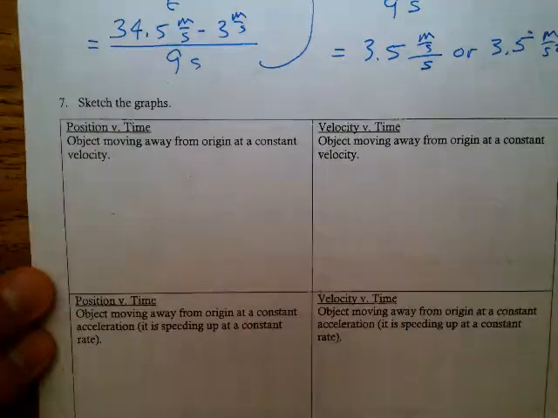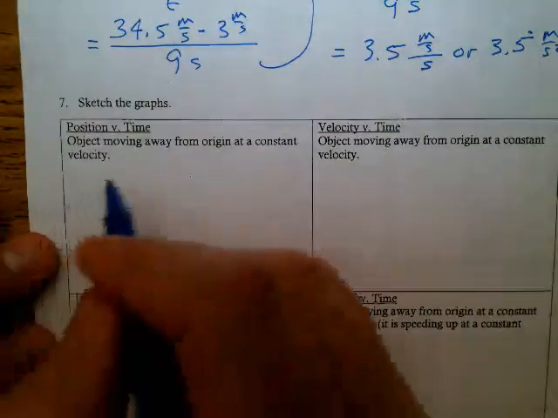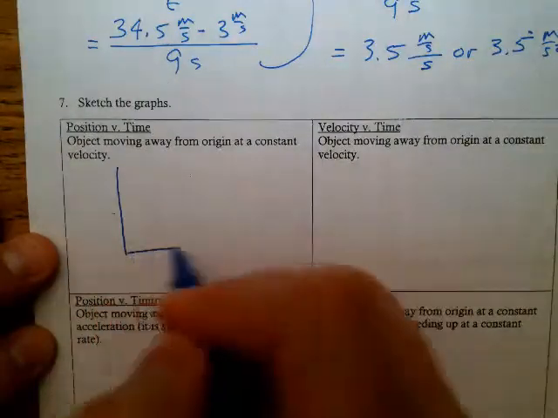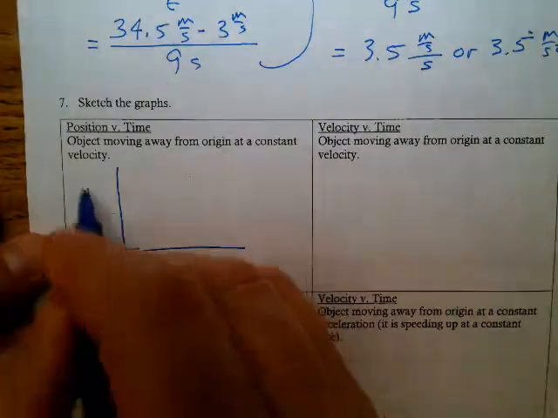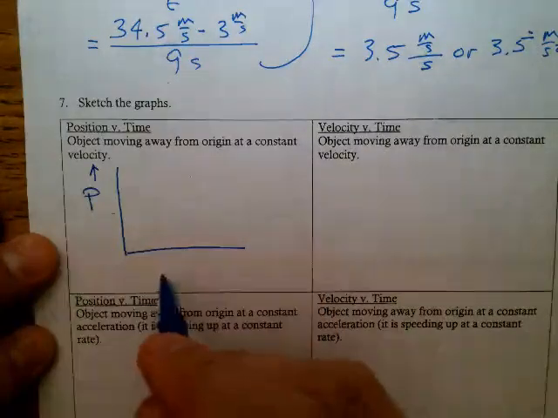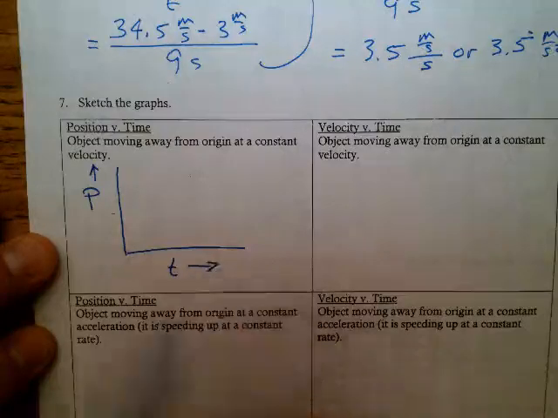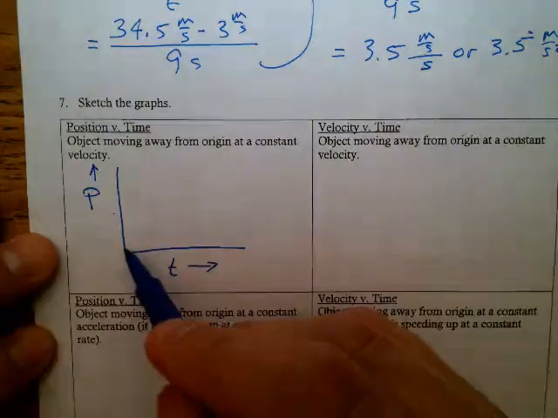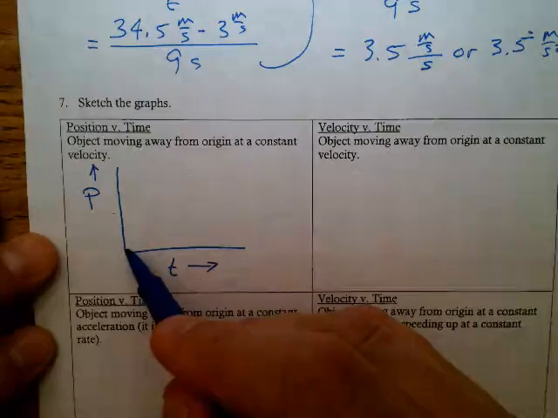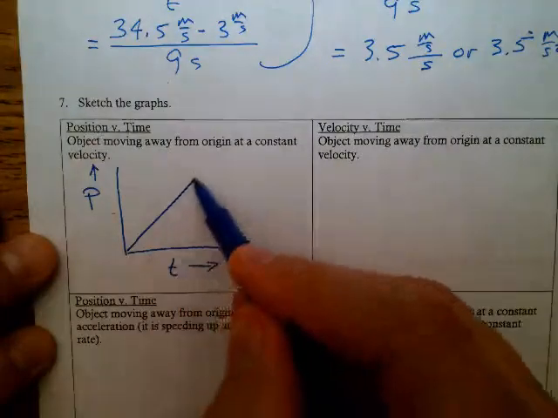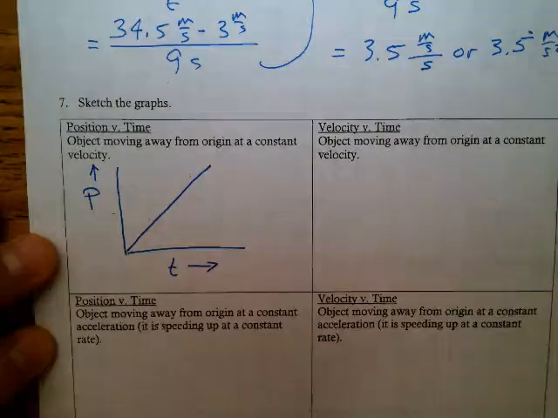So now let's get to the sketching of the graph. The first one is the position versus time, and we're going to sketch an object moving away from the origin at a constant velocity. So here we go. Here's our axes. There's position on the y-axis, time on the x-axis, and if we know that it's moving at a constant velocity, that position versus time graph is going to be a straight line of constant slope, or as much as I can handwriting it.